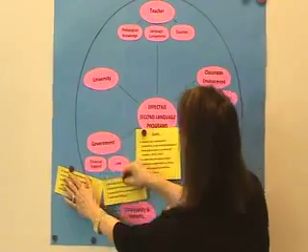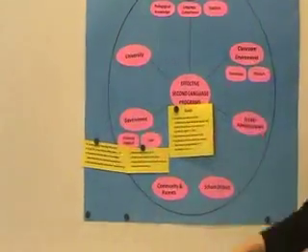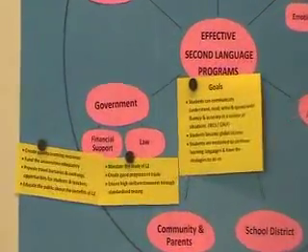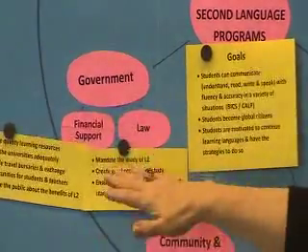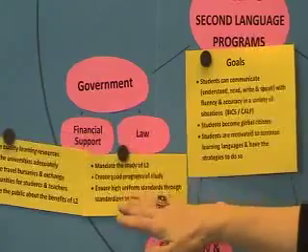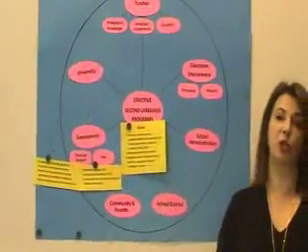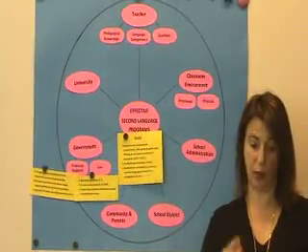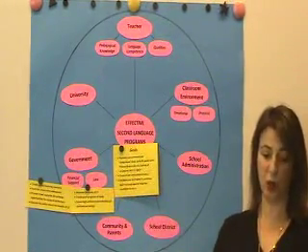The government is also responsible for the laws. Ideally, the study of a second language should be mandated. The government has to create programs of studies or curriculum, and they are the law. And it's also the government's responsibility to ensure uniform high standards throughout the district or throughout the state or the province.